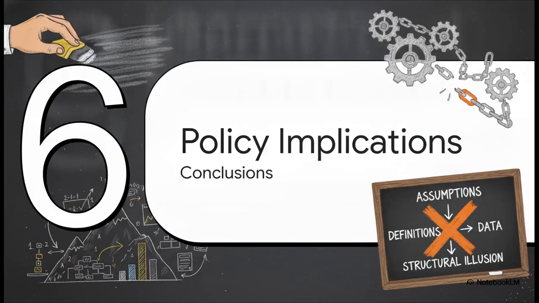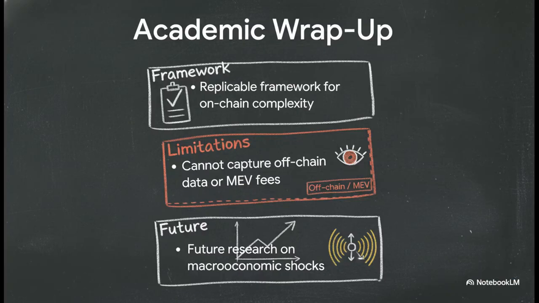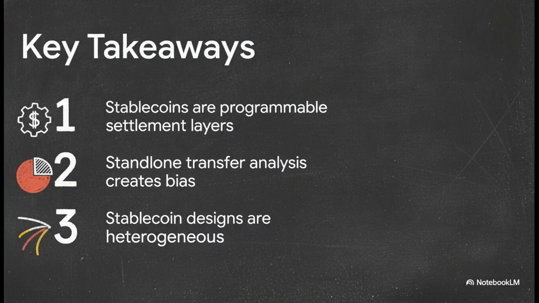Finally, Section 6, Conclusions and Policy Implications. It is time to wipe the chalkboard clean and synthesize everything we've covered. Academically speaking, this thesis contributes an incredibly robust, verifiable framework for measuring on-chain complexity, entirely without relying on subjective labels. Now, the authors do note a few limitations. For instance, their model can't capture off-chain data or hidden builder fees, what's known as MEV, where users pay for transaction priority outside the normal fee structure. But this paves an exciting way for future research, especially into how traditional macroeconomic shocks might ripple through these complex on-chain structures.